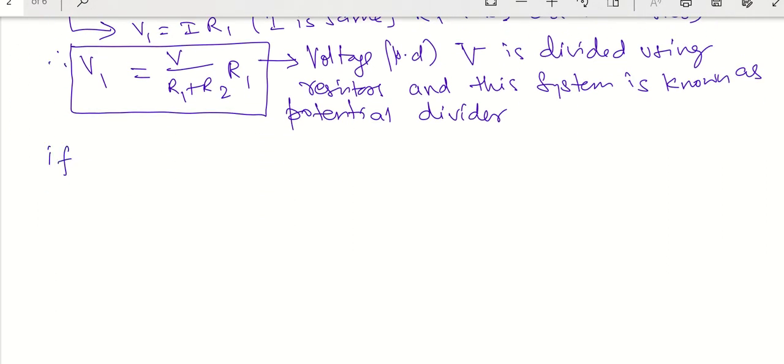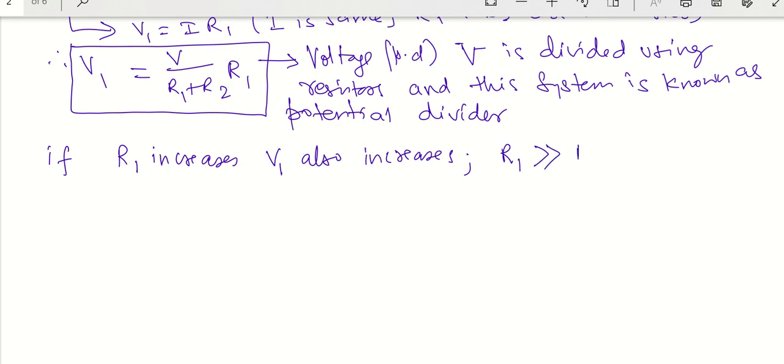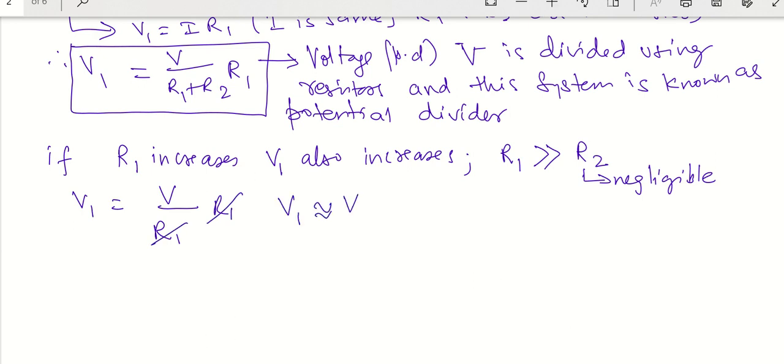Now come down a little bit more. If R1 increases, you see, your V1 also increases. Correct? If R1 becomes too big compared to R2, then R2 becomes almost negligible, so we can ignore R2. In that case, you will get V1 equal to V by R1 times R1, so it will cancel, which means your V1 is almost the same as V.